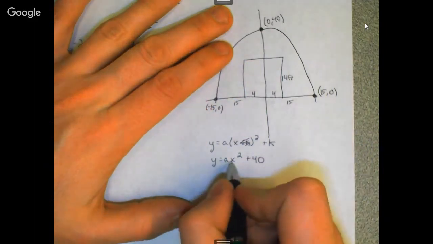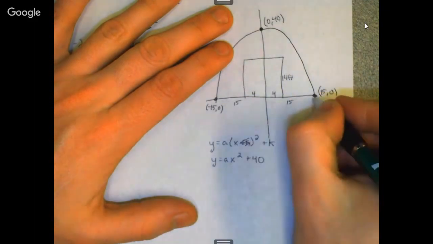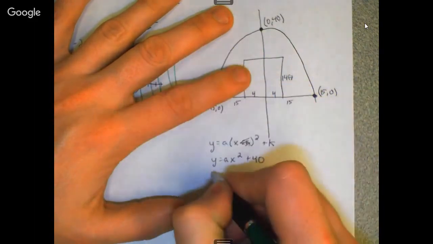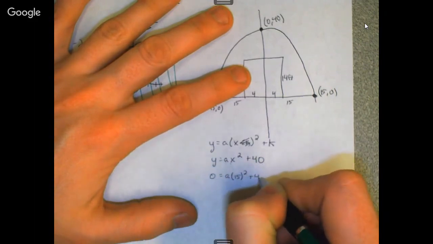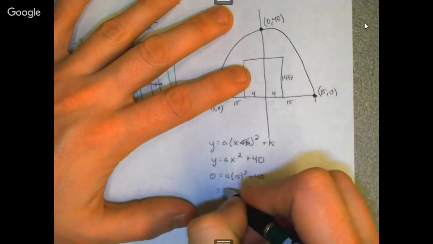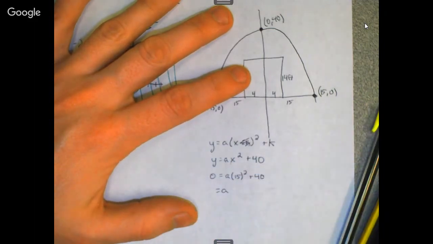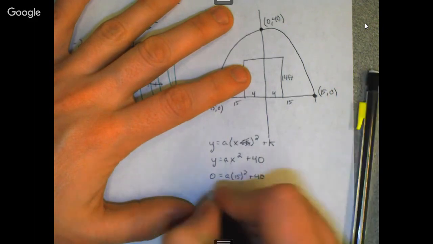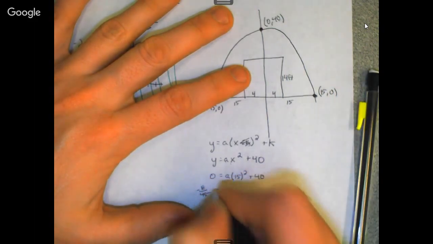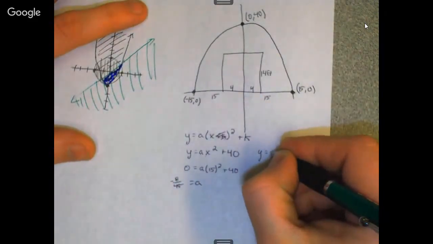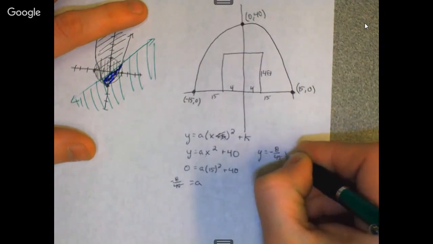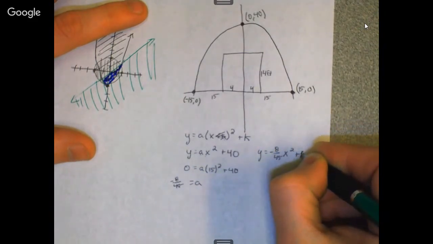Well, I have an x and y ordered pair on my graph. That's either this one or this one. So we'll plug it in. So 0 equals a times 15 squared plus 40. So then we solve for a. And you will get a fraction that is -8/45. Okay, so the equation for your parabola is y equals negative 8 over 45 x squared plus 40.